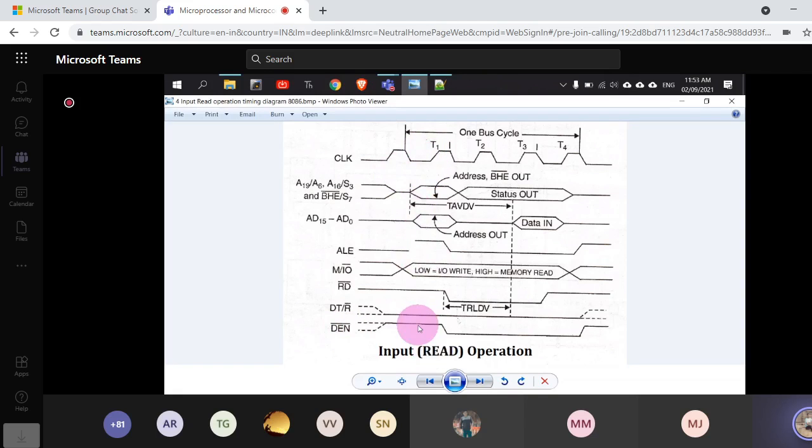After that, in the T2 cycle, mostly we will be dealing with whether the read and write signals are activated or not. In that case, you can see that here you have this read signal, which was made 0. That signal is activated because it is an active low signal. So in the T2 state, it has been activated because this is the input read operation. You can also see that DEN is lowered because you want to activate the transceiver IC. So this DEN is also lowered in this state.